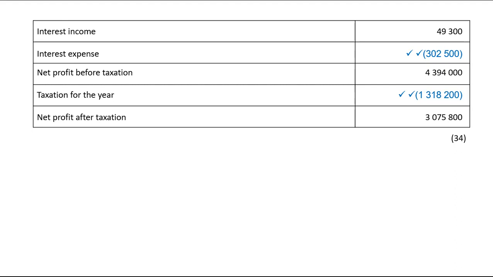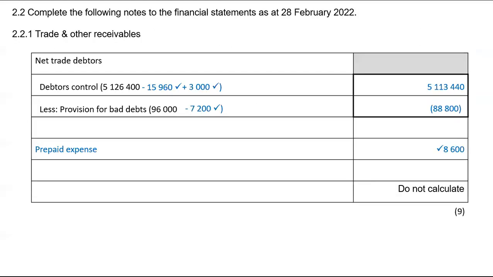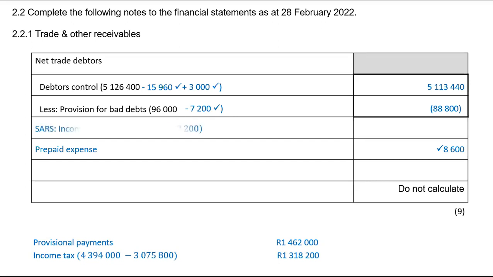I'm going to take that and compare it to my provisional tax payment of 1,462,000. And that is less than my provisional tax payment. Actually, let me just check. Is it less? Yes, it is less. And since it's less than my provisional tax payment, I'm going to put it in trade and other receivables. My provisional tax payment amount was 1,462,000, and my income tax, which I just calculated, is 1,318,200. So basically, here SARS is owing us because our provisional payments are more than our income tax for the year. Also, check SARS income tax playlist where I explained that thoroughly.